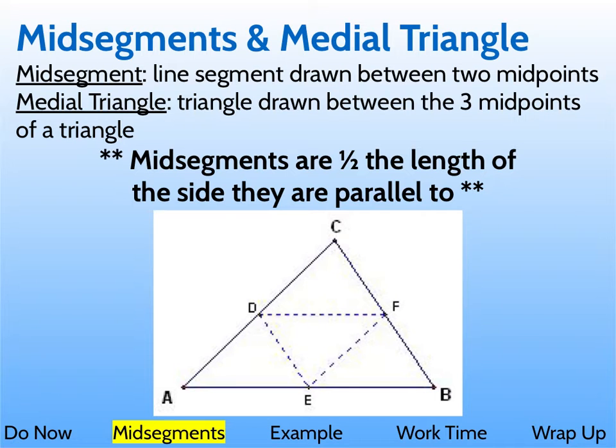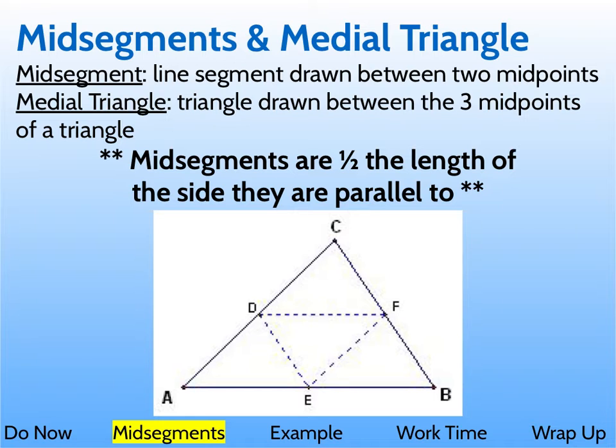Okay, so today we're going to look at mid-segments and something called a medial triangle. Now, mid-segments, it's kind of in the word. It's a line segment that's made up of midpoints. So if D is the midpoint of AC, and F is the midpoint of BC, and also E is the midpoint of AB, but we'll get to that, then DF right here is a midsegment.